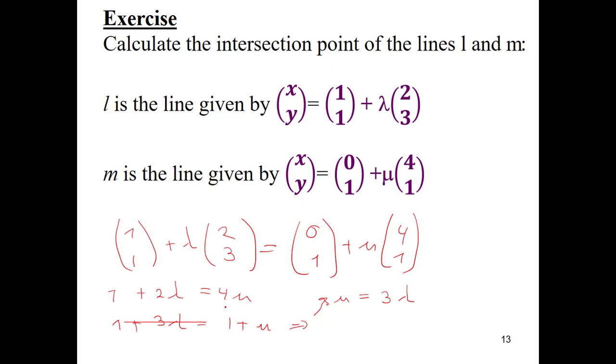Then if we substitute the mu in this expression, it gives us 1 plus 2 lambda equals 4 times 3 lambda, which is 12 lambda. So apparently we have 10 lambda being 1. So lambda would be 1 divided by 10. Now let's make a small note of that: lambda being 1 divided by 10.